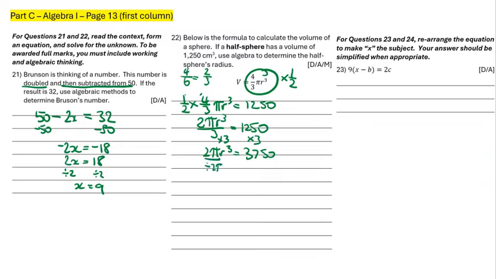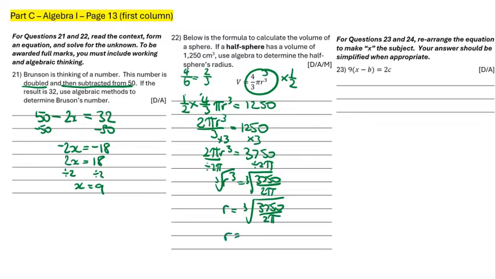2 pi is the next problem now. I'm now going to do divide by 2 pi, divide by 2 pi. So that means r cubed is going to be equal to 3,750 divided by 2 pi. And to get rid of that cube, I'm going to cube root both sides. So if I cube root that, the power's gone away. That means I've got to cube root that. So that means r is going to be equal to the cube root of 3,750 divided by 2 pi.